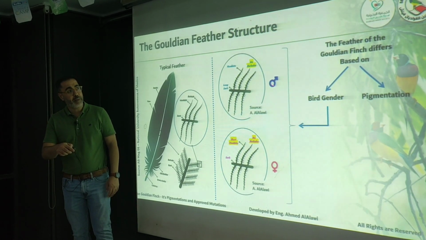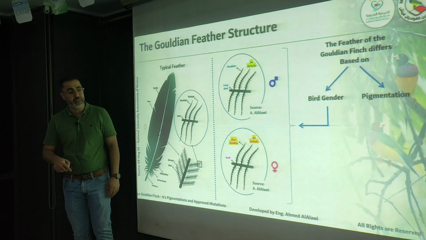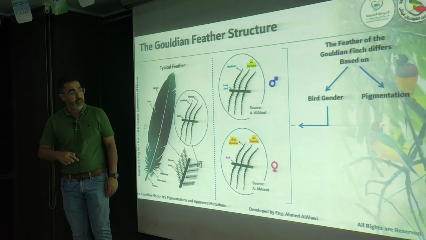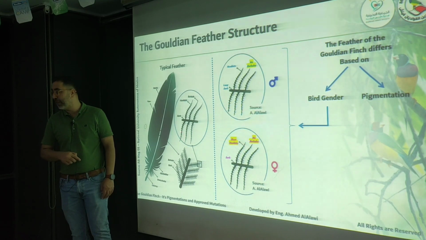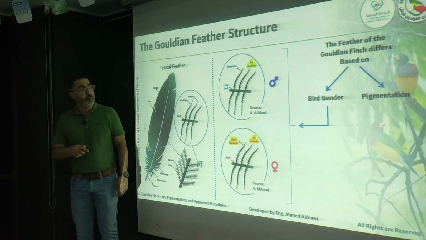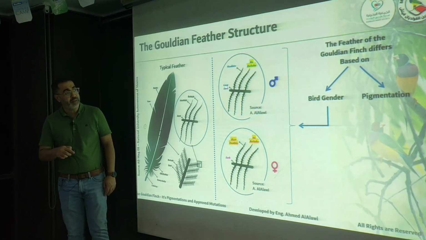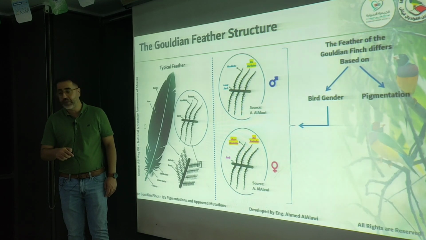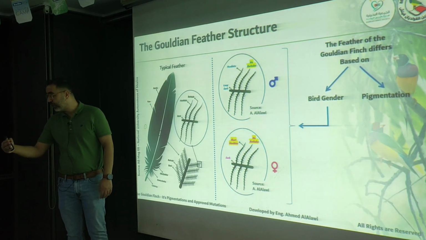Here I have a sample of how the male's feather looks. Here I have a sample of how the female's feather looks. And this is the normal, standard, typical feather. Let's do a quick comparison. So what I have is longer barbs in the Gouldian finch.